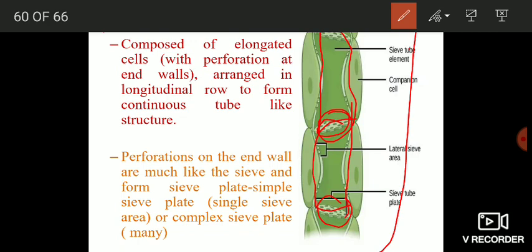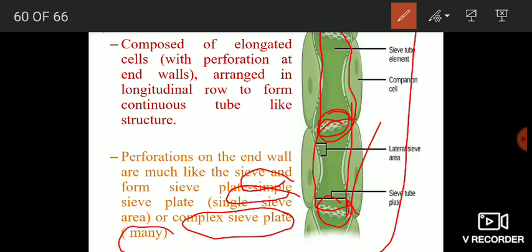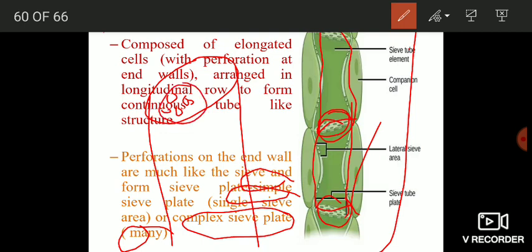And these sieves possess the small pores, and depending upon whether the end walls possess only one group of pores or many groups of pores, there are two types of sieve plates. One is known as simple sieve plate and second one is known as complex sieve plate. Simple sieve plate possesses single sieve area and complex sieve plate possesses many sieve areas. Say this is the end wall of a sieve tube element. It possesses a sieve area only here. This is one sieve area.